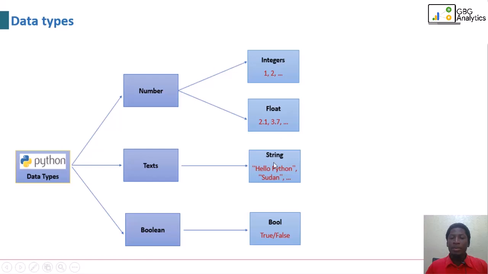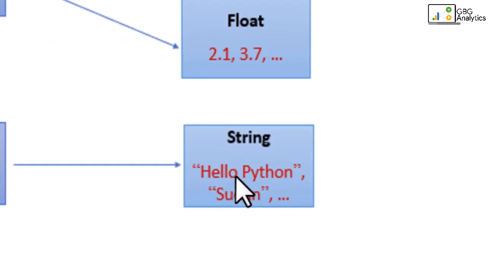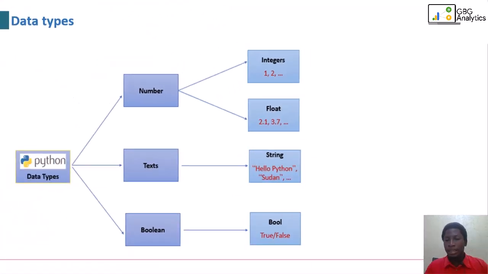And we have another data type called string. String is a data type in the form of text with double quotation. For example, if you look at this, hello world, hello Python, it has quotation. It's pure text with double quotation. And we also have another example called Sudan. It's a text with double quotation, and so on. So that is string. And for boolean, boolean always has two values, such as true or false.